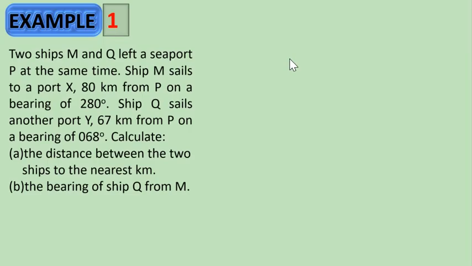Now, like I said before, for problems involving geometry, you must sketch the diagram before you can solve it, or else you will lose everything. So now let's solve this question.